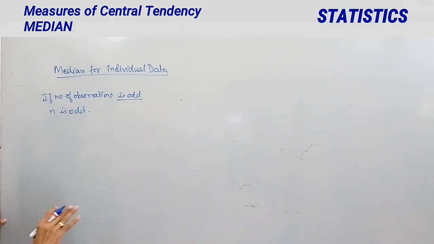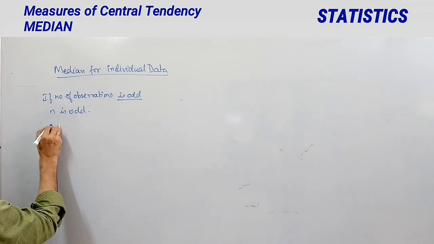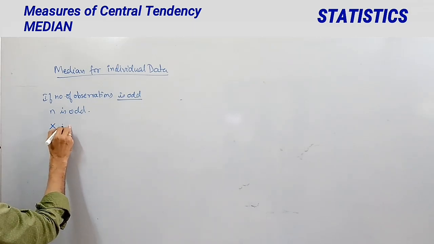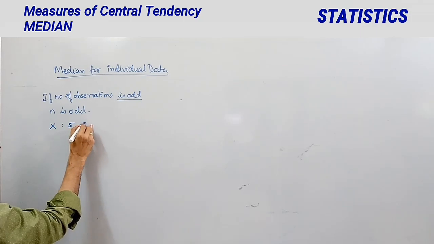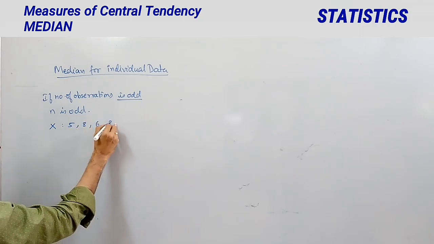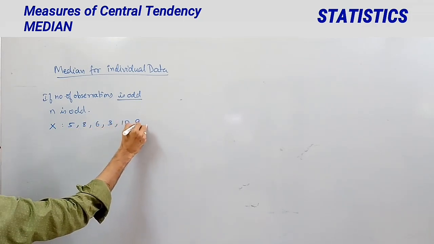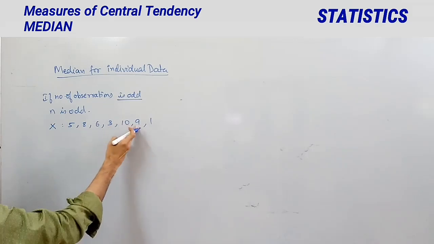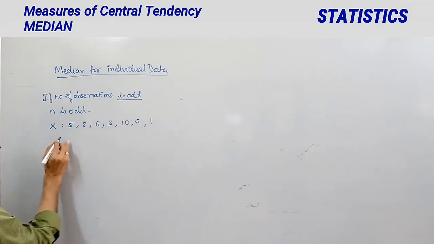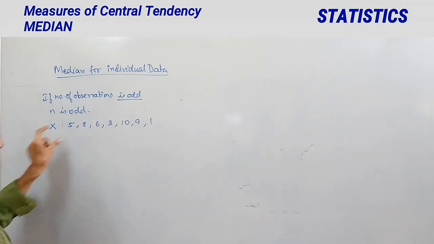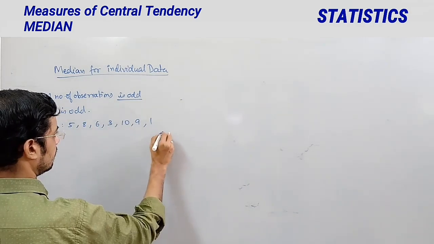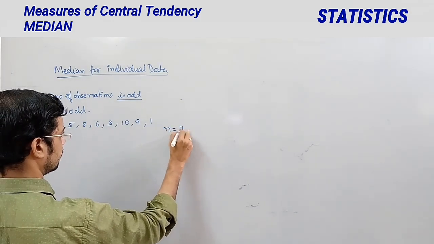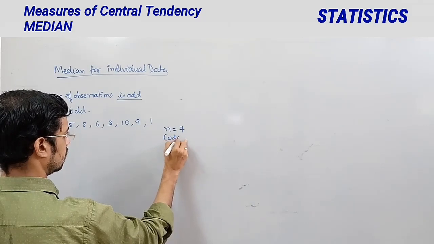Let us consider x, the set of all observations, as 5, 8, 6, 3, 10, 9 and 1. So this is a set of 1, 2, 3, 4, 5, 6, 7 observations. In this case n is odd, n equal to 7. This is odd.